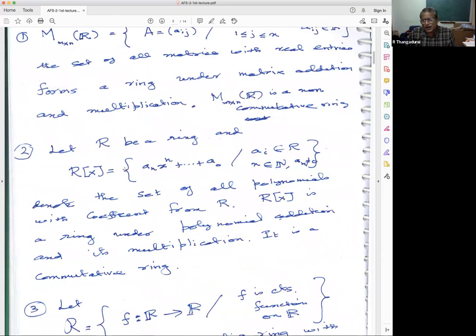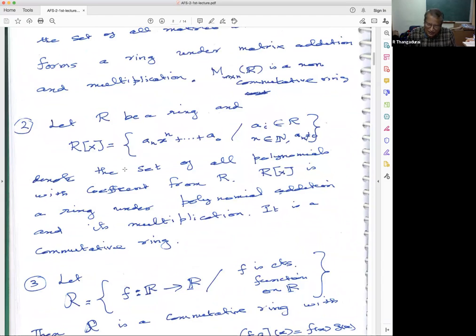The next one: suppose R is an abstract ring, and using it we can construct another ring called the polynomial ring, with formal polynomials whose coefficients come from the ring R. How do we write a formal polynomial? We write a_n x to the power n, plus and so on, up to a_0, where the a's come from the ring R and n is a natural number, meaning n is greater than or equal to 0. And a_n, the leading coefficient, the coefficient of x to the power n, should not be 0. These are the formal polynomials. So R[x] denotes the set of all polynomials with coefficients coming from the ring R.